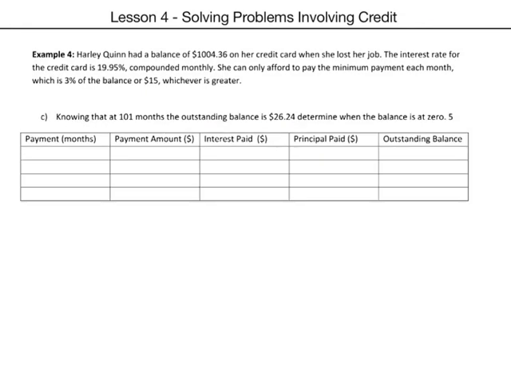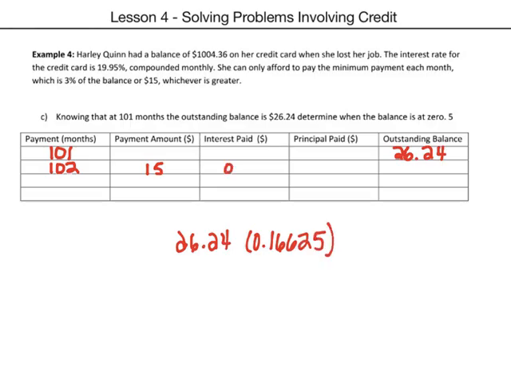So Part C is telling us that at 101 months, she still has a balance of $26.24. 101 months. That's a long time. So we're going to go to 102 months. She has a payment of $15. We're going to take 26.24 and times it by 0.16625 to get 44 cents. So she pays 44 cents in interest and $14.66 on her principal. Subtract that from 26.24 and we get $11.58.